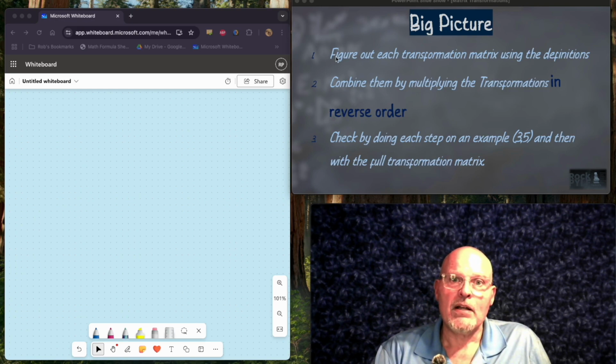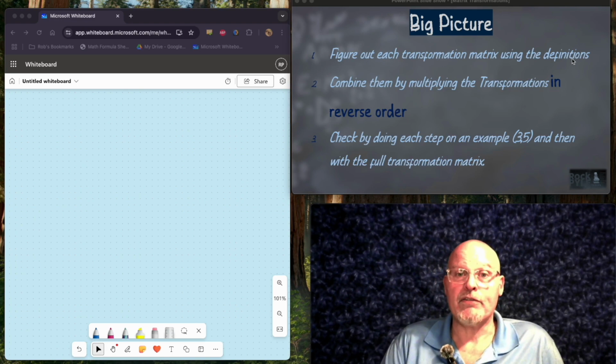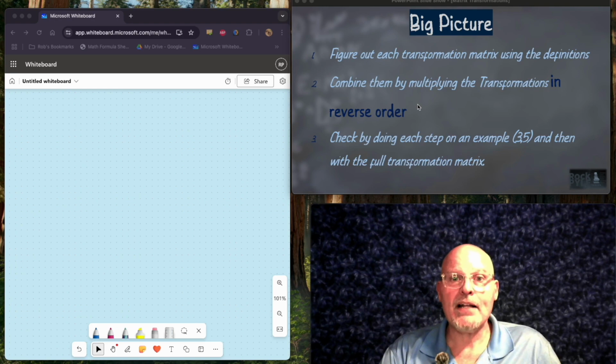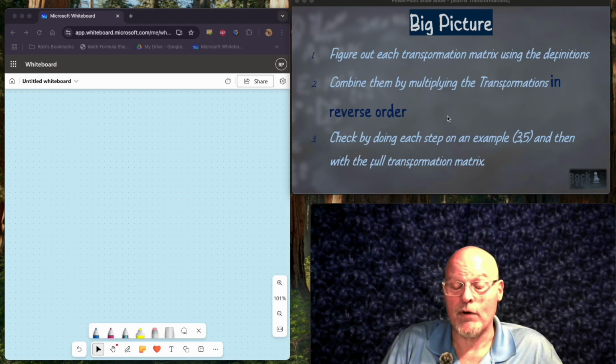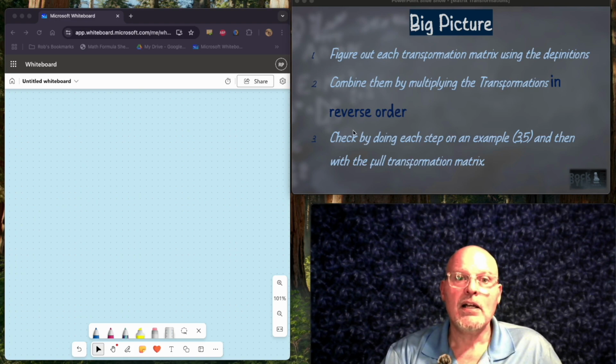All right, how are we going to do that? We're going to figure out each transformation matrix using the definitions of each type of transformation. And then we're going to combine them, and we multiply those transformations in reverse order. It's like a composition of functions, where you're applying each function to the output of the previous one, and so we end up going backwards. Then we'll do a check by starting from the point 3, 5, doing each step, seeing where we end up, and then doing the final transformation matrix in one step to make sure we get to the same place.